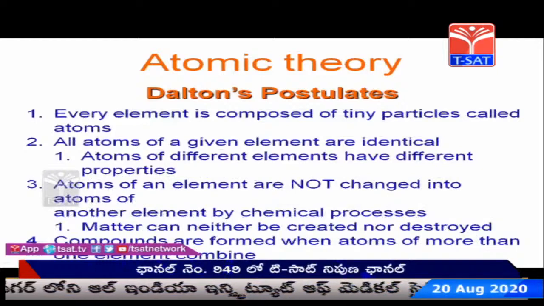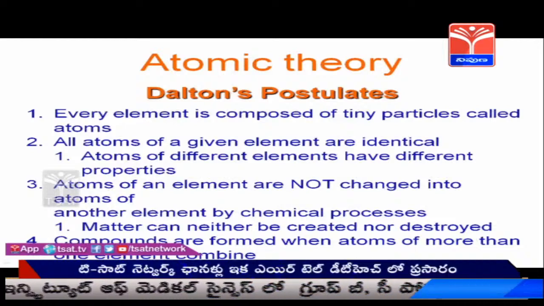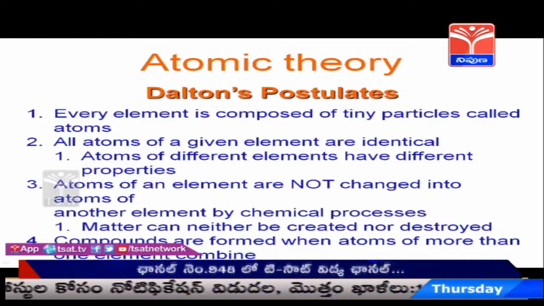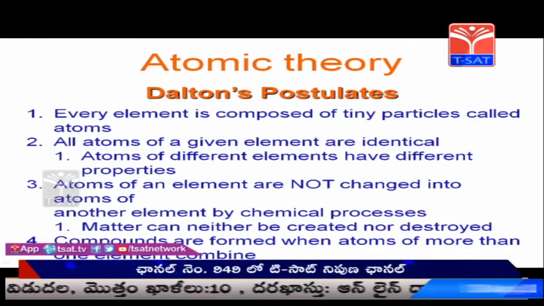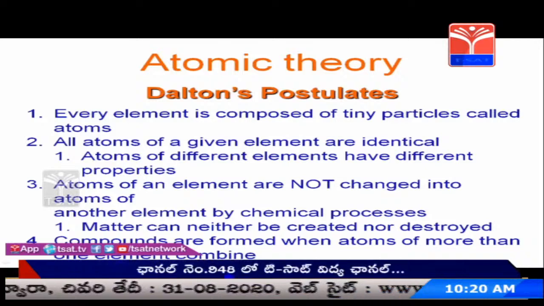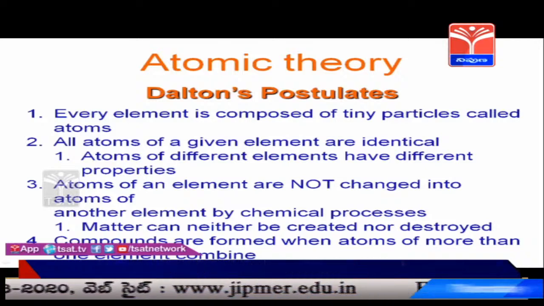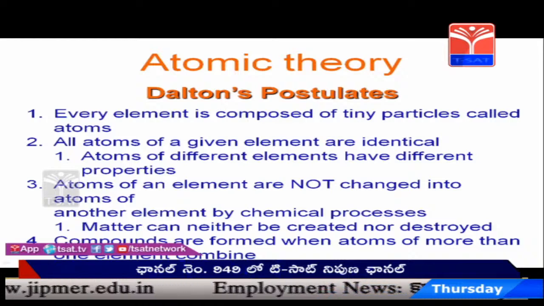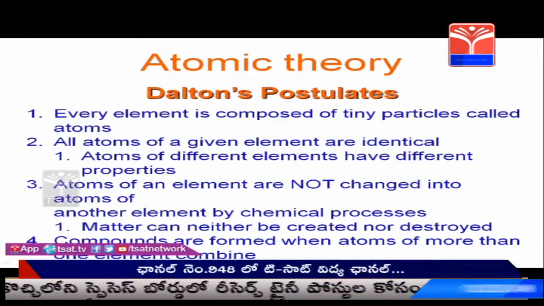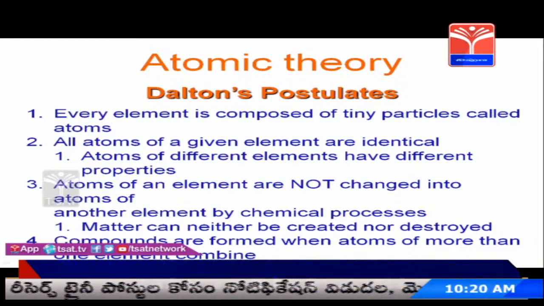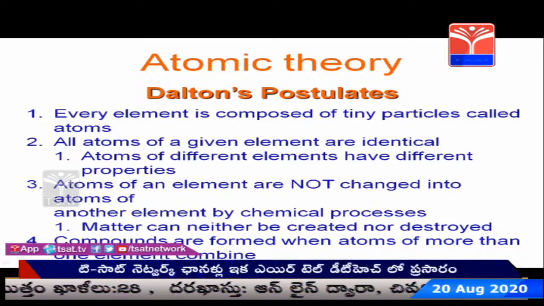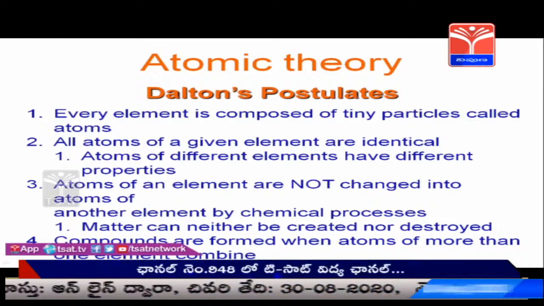So, the atomic theory was postulated by Dalton. Dalton postulated some theories. Every element is composed of tiny particles called atoms. How did he deduce this tiny particle? Dalton used a chisel and ground the substances. Almost all available substances he ground to get the tiniest particles. He called it atoma. So, every element is composed of tiny particles called atoms.